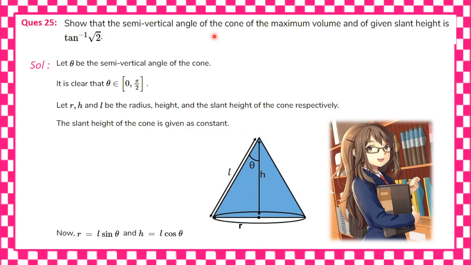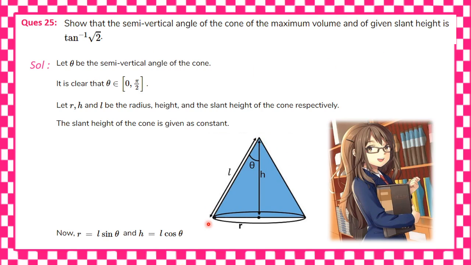Show that the semi-vertical angle of a cone of maximum volume and of given slant height is this. Let theta be the semi-vertical angle, this, right? And r, h and L be the radius, height and slant height. Now the slant height of the cone is given as constant, right? Given slant height means something constant.